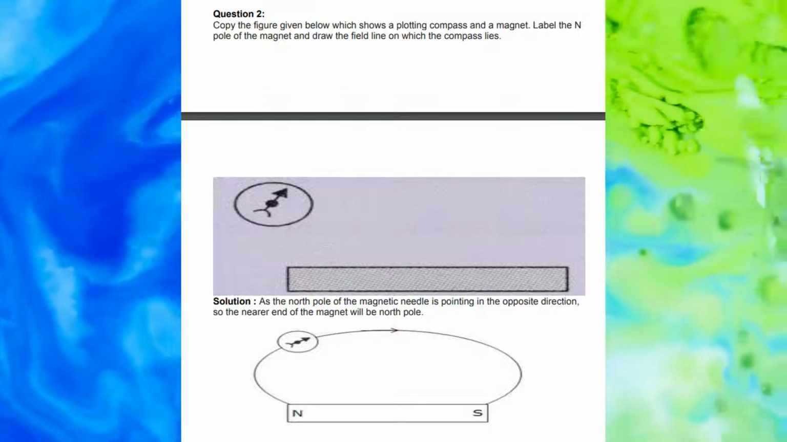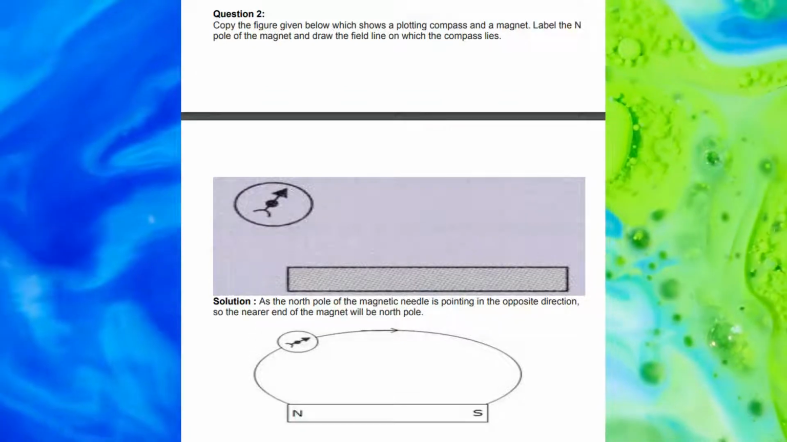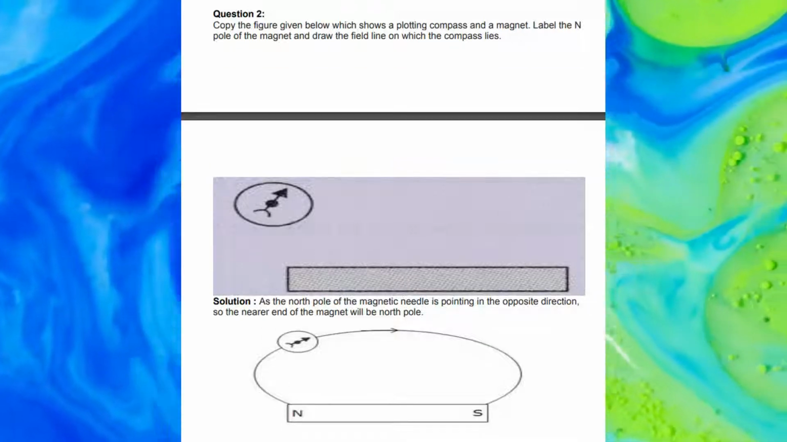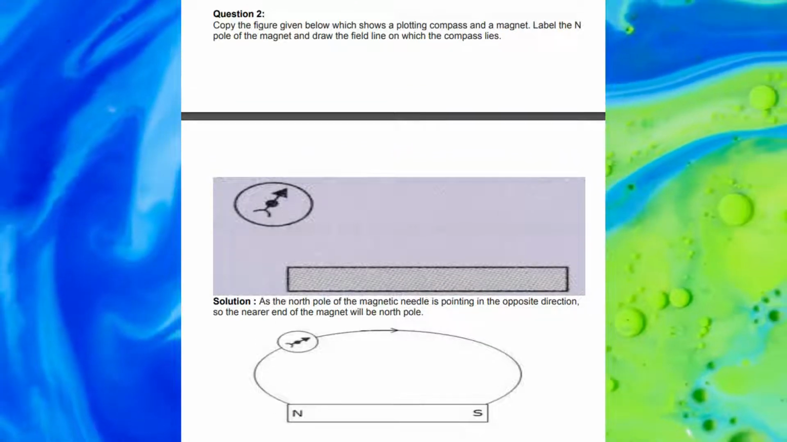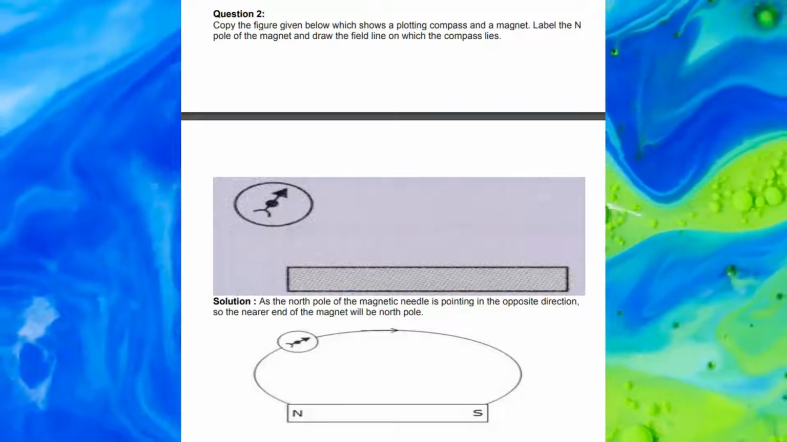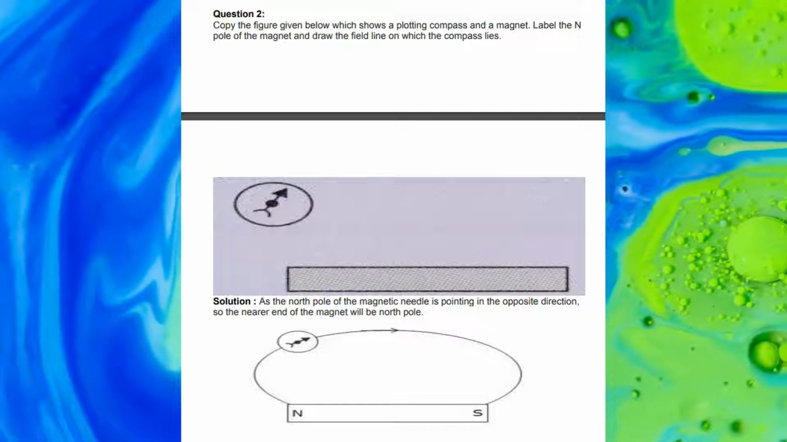Copy the figure given below which shows a plotting compass and a magnet. Label the end pole of the magnet and draw the field line on which the compass lies. Solution: as the north pole of the magnetic needle is pointing in the opposite direction, so the nearer end of the magnet will be north pole.